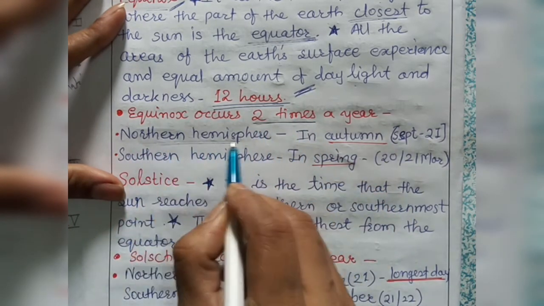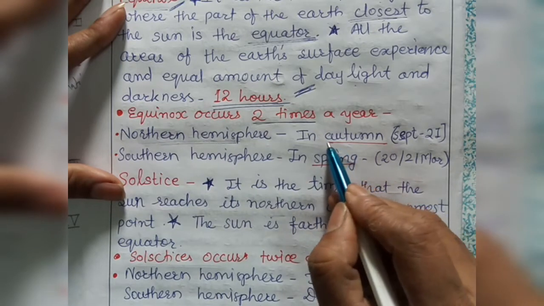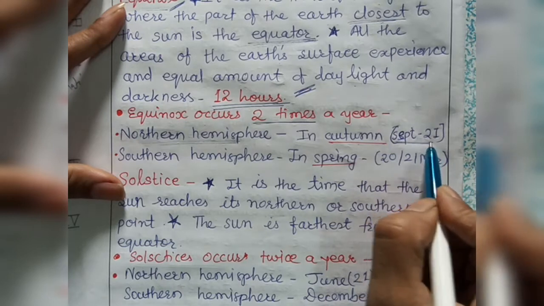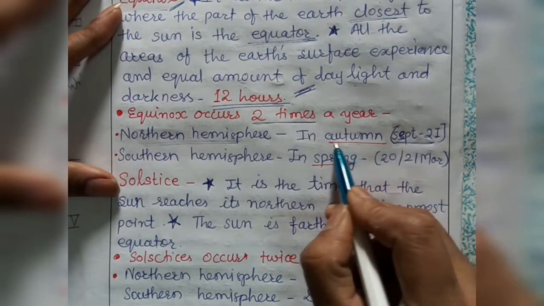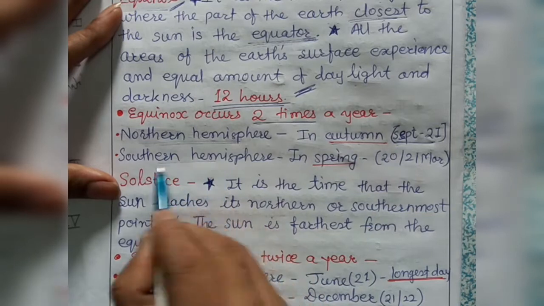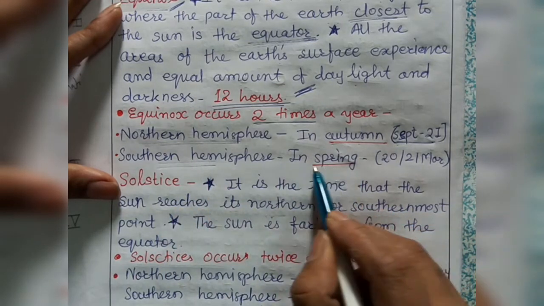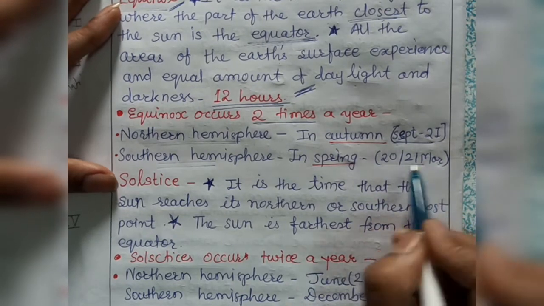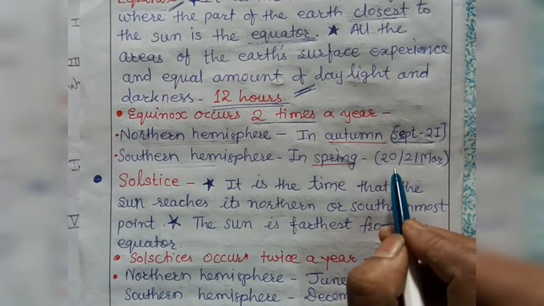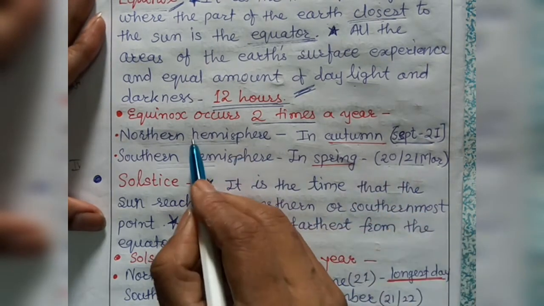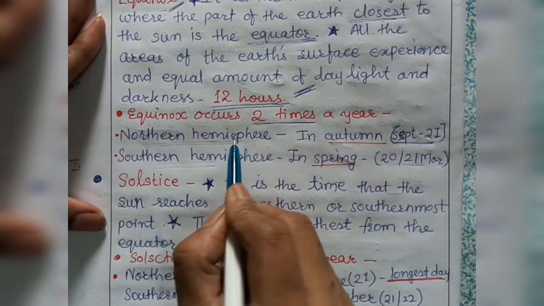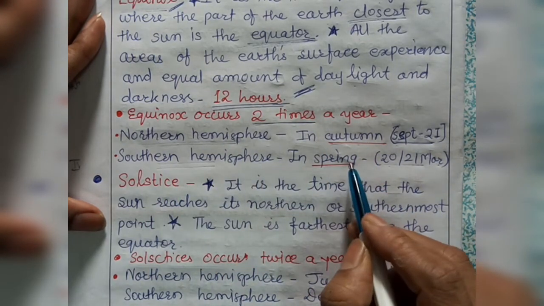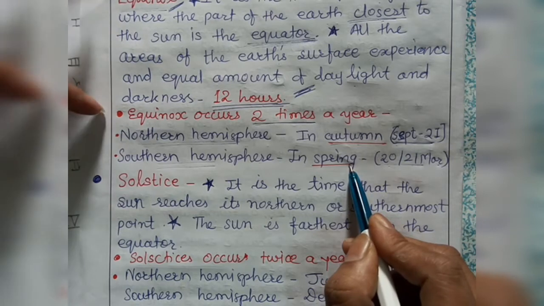In the northern hemisphere, this equinox occurs in the autumn season, that is on 21 September. And in the southern hemisphere, the equinox occurs in the spring season, that is 20 or 21 March. The date may differ by 1 or 2 days. Okay, so the equinox occurs 2 times a year, in the northern hemisphere in autumn and the southern hemisphere in the spring season. Okay, so this is equinox.